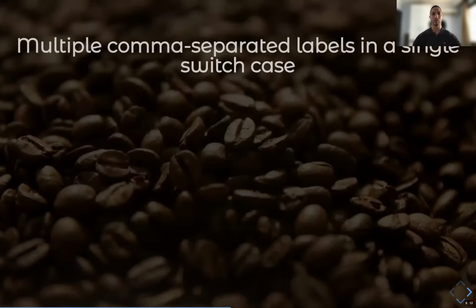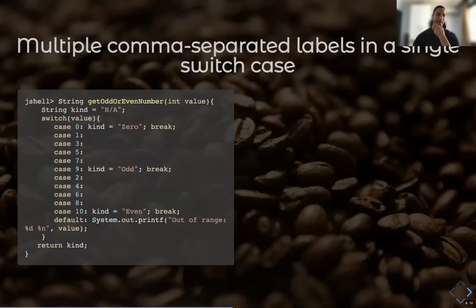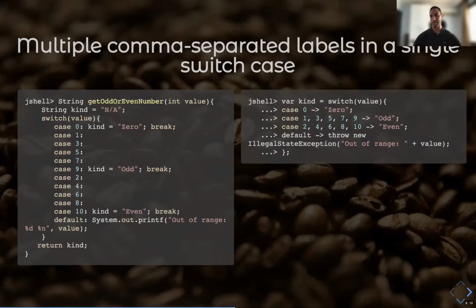And definitely also we know about multiple commas. Sometimes we have something like this: in case 0, I would like to handle, okay, the kind equals 0 and break. And in case 1, 3, 5, 7, 9, it's odd. And for the other numbers, it's even, and do this. It's very lengthy and long, why do I have to do all of this? And I also have to include break. It's super nice, I can do it in this way.